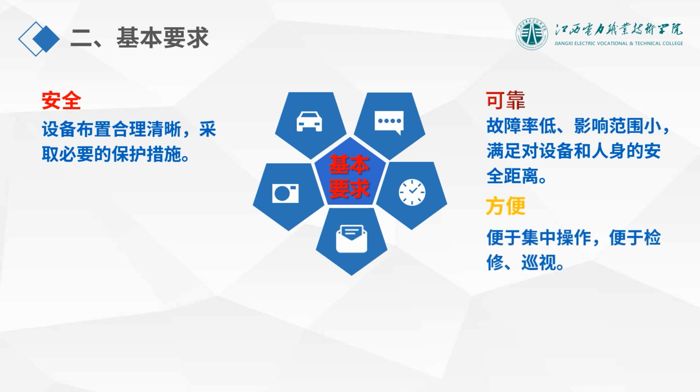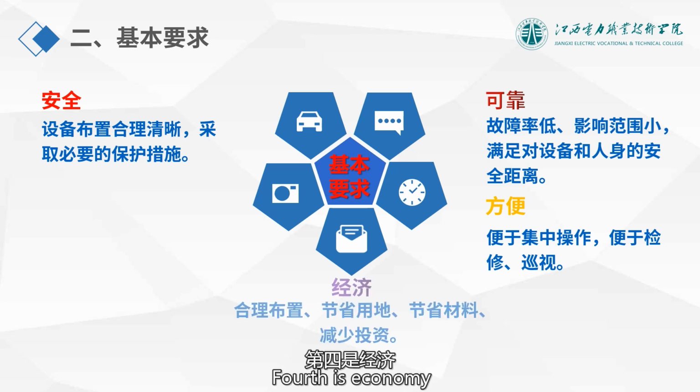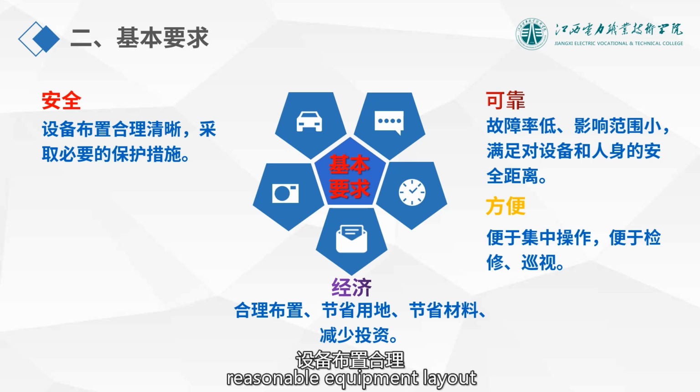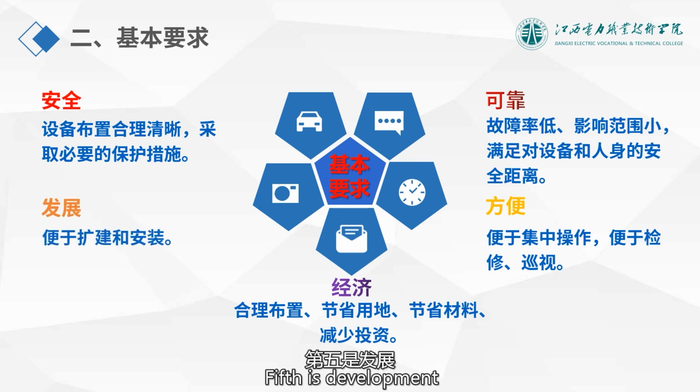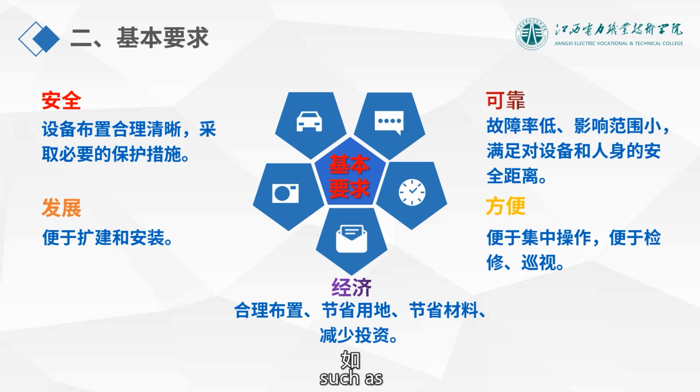Third is convenience. The equipment layout should facilitate centralized operation, easy maintenance and inspection. Fourth is economy. Ensuring technical requirements, reasonable equipment layout, saving space, saving materials, reducing investment. Fifth is development, which means the distribution equipment should have room for expansion, such as reserving spare intervals or spare capacity to facilitate expansion and installation. These are the 5 basic requirements for distribution equipment.